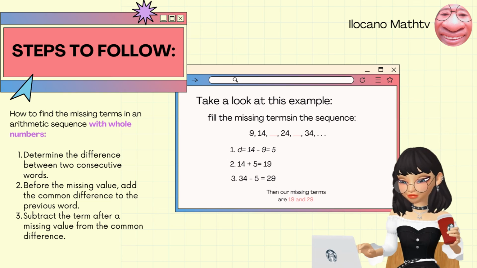Take a look at this example. Fill the missing terms in the sequence 9, 14, blank, 24, and 34. So let's try the first step. 14 minus 9 is equal to 5. Therefore, our common difference is 5.